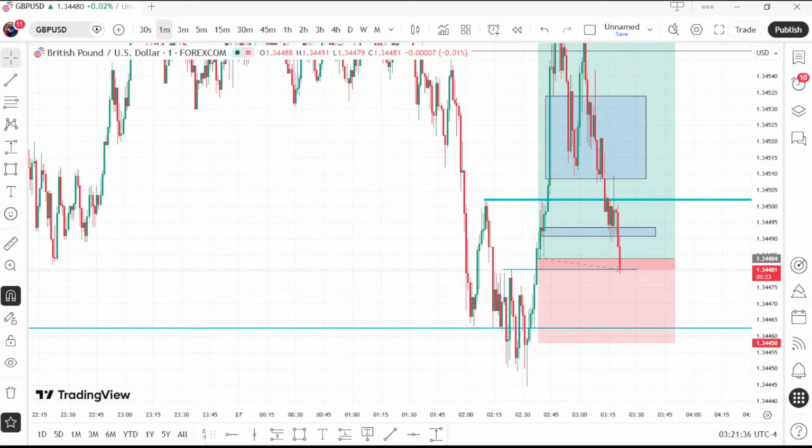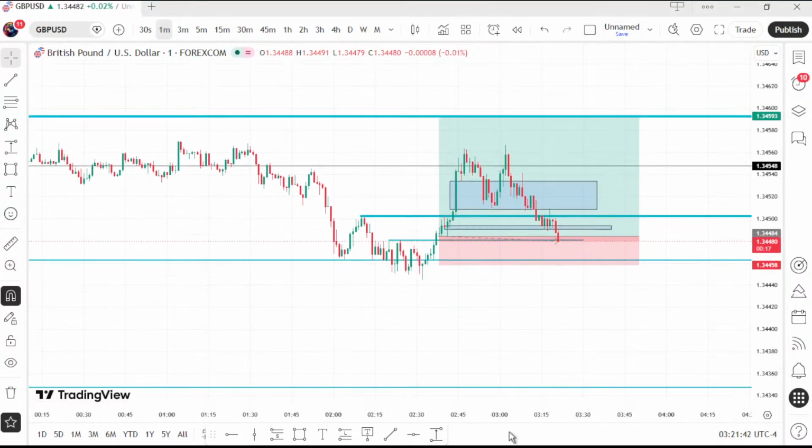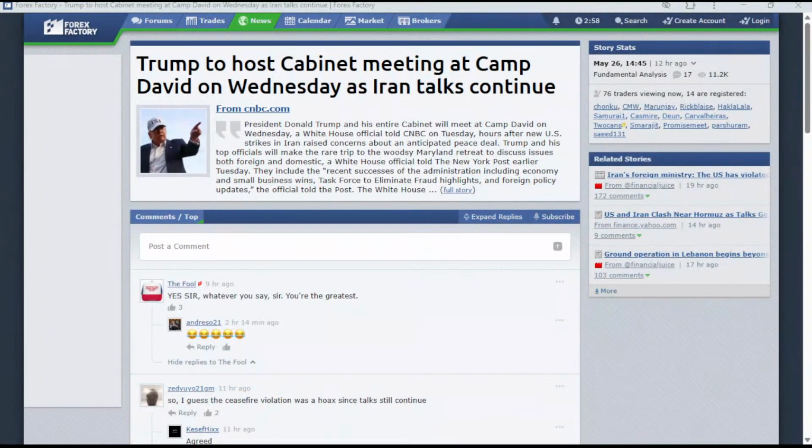And price took us out. Not yet to our stop loss. That's not at our stop loss, so we are not yet convinced. But this price action.